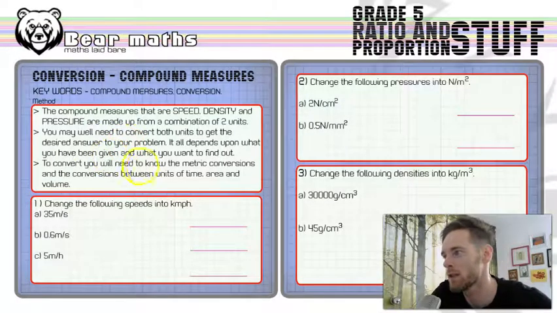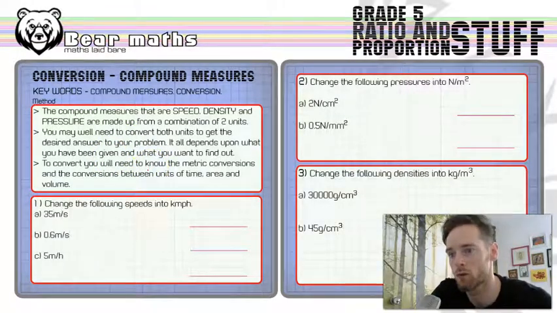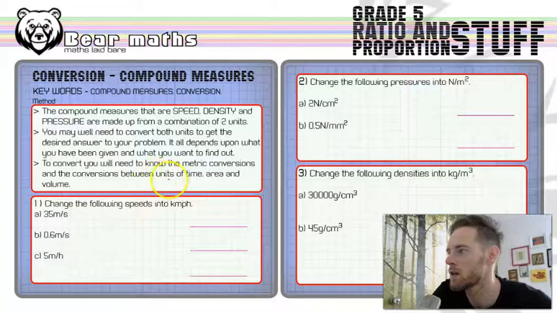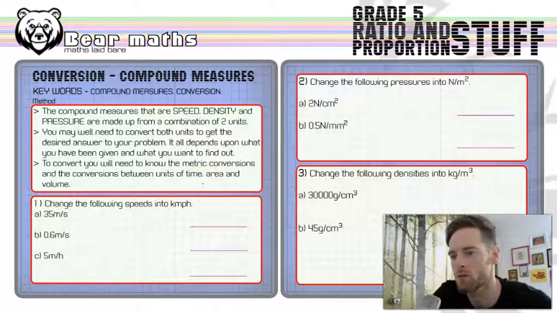To convert, you'll need to know the metric conversions and the conversions between units of time. That's for if you want to work out a compound measure conversion for speed. You're going to need to know the area conversions, and the area conversions relate to pressure, force, area questions, and the volume conversions refer to density, mass, volume problems.